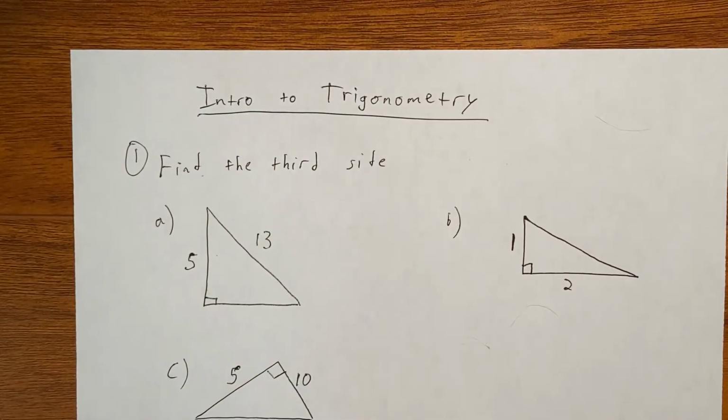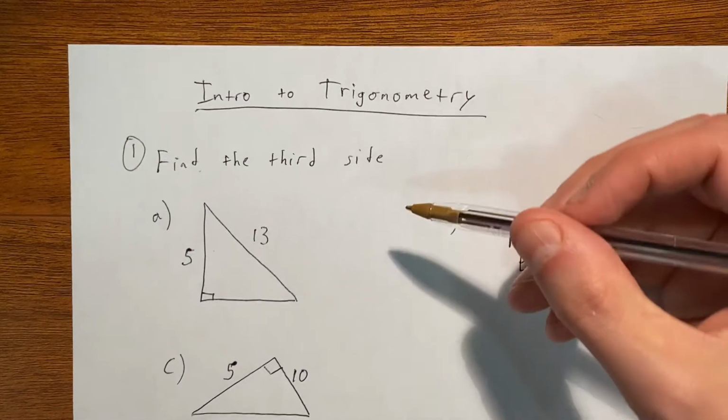Hello and welcome to a little introduction of triangles and trigonometry. This is going to be building up to sine, cosine, tangent, cotangent, cosecant, and secant. But in this first video, we are just going to be talking about right triangles a little bit. So in these first three questions, it's just trying to find the third side.